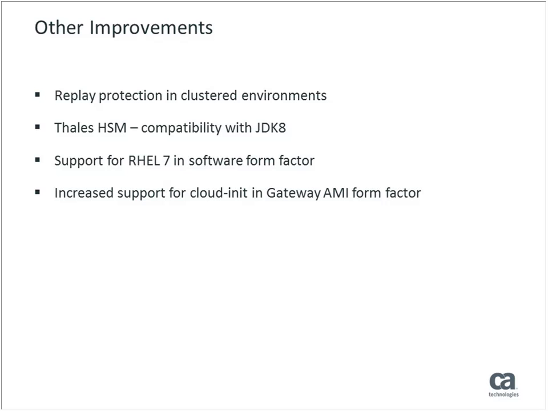We've also introduced support for Red Hat Enterprise Linux 7 in software form factor. We wanted to make sure that newer OS was available to some of the users that have been asking about it, and that they could at least use RHEL 7 for software gateways, and they now can. We've also added increased support for cloud init in the gateway AMI form factor. This utility allows users to take advantage of some of the Amazon functionality within the gateway and provide a more Amazon native experience for the gateway appliance.